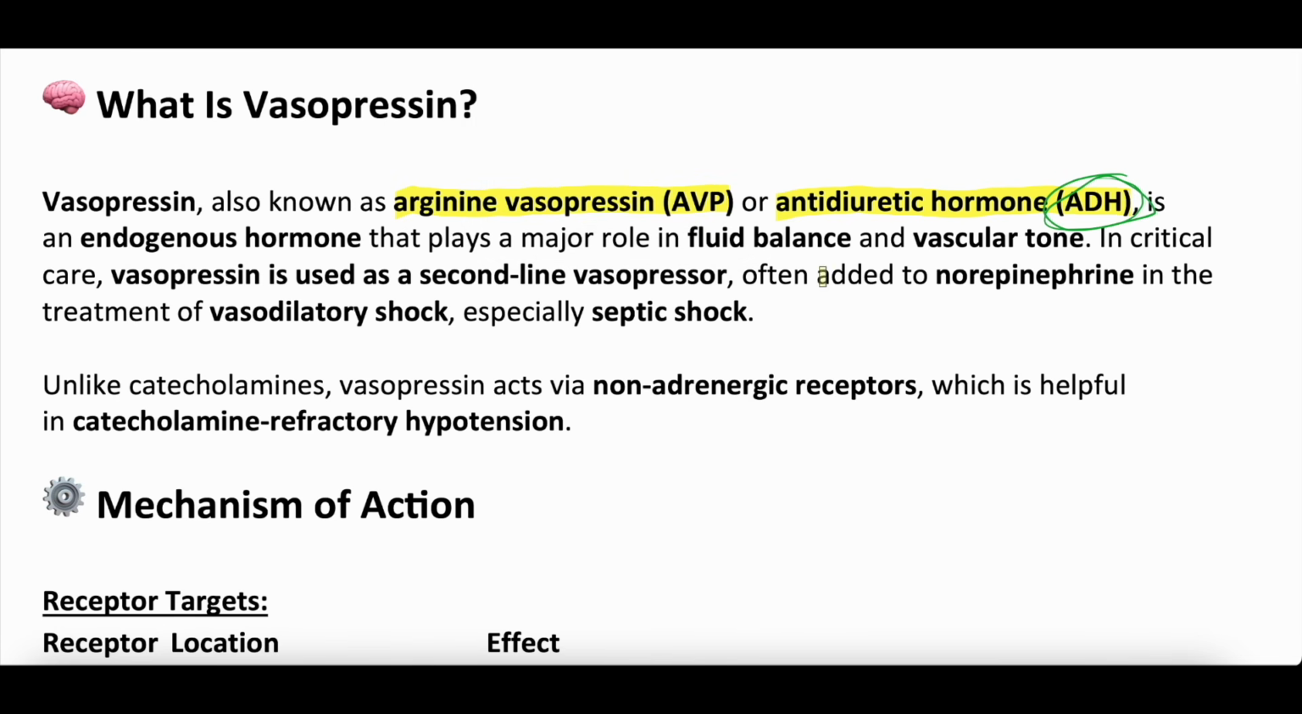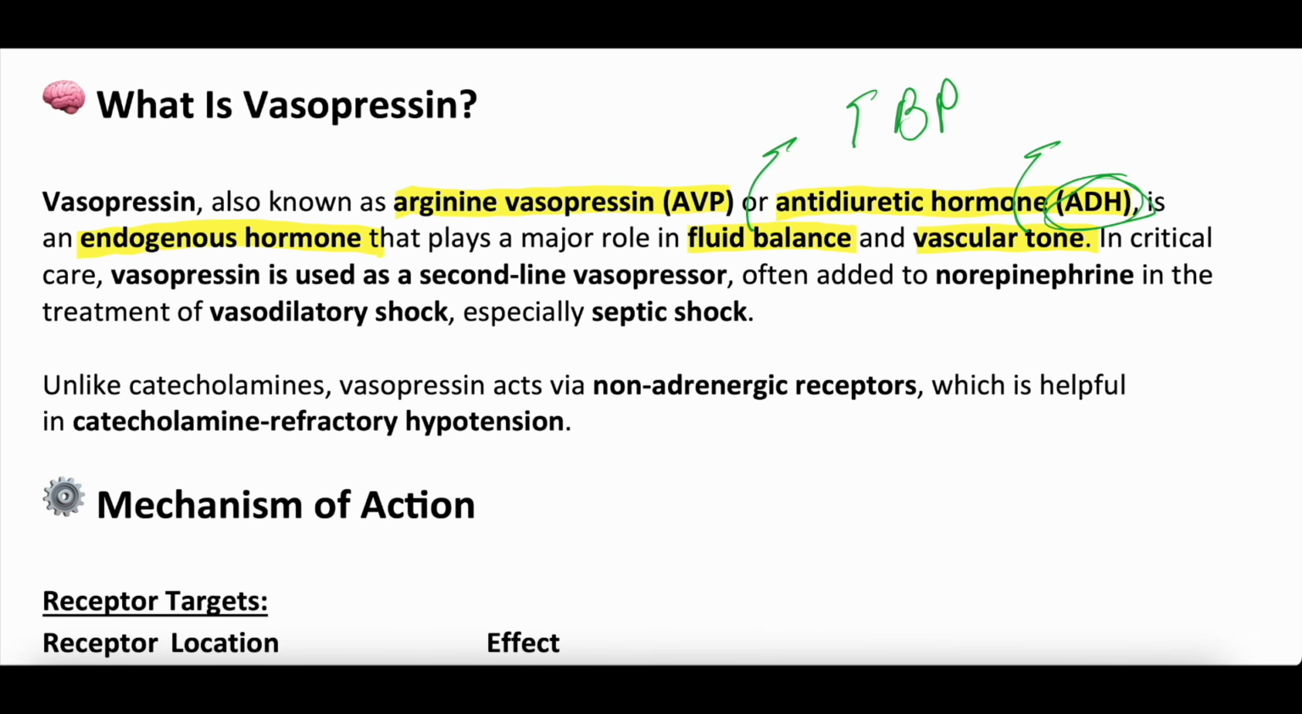And vasopressin is an endogenous hormone. It's a hormone that we all have circulating in our bodies, and it plays a major role in both fluid balance and vascular tone. This might start to explain why vasopressin is used as a vasopressor, because it controls things like fluid balance and vascular tone, both things that can increase your blood pressure, your BP.